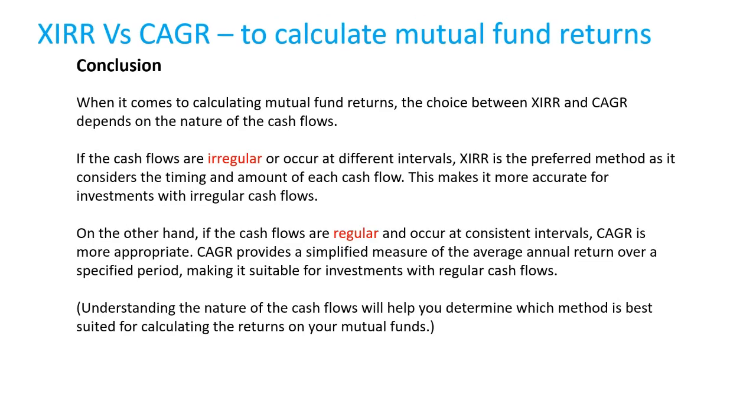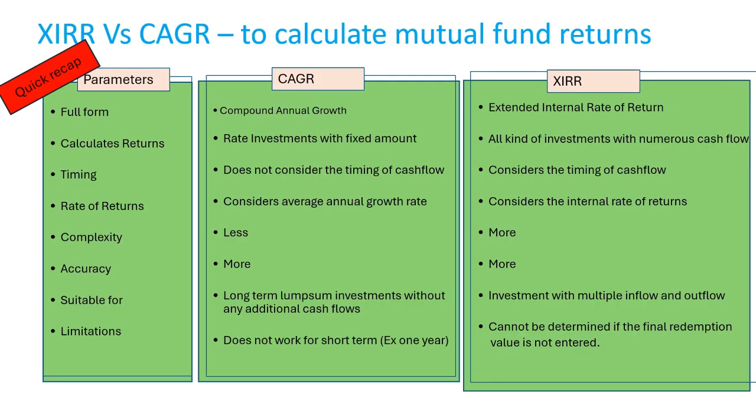To conclude, if the cash flows are irregular or occur at different intervals, the XIRR function is preferred. On the other hand, if the cash flows are regular and occur at consistent intervals, then the CAGR function is more appropriate. CAGR is compound annual growth rate, and XIRR is extended internal rate of return. CAGR calculates the return on an investment with a fixed amount, while XIRR suits all kinds of investment with numerous cash flows. CAGR does not consider the timing of cash flow, while XIRR considers the timing of cash flow. The rate of return for CAGR is the average annual growth rate, while XIRR considers the internal rate of return. On complexity, CAGR is less complex and XIRR is more complex.